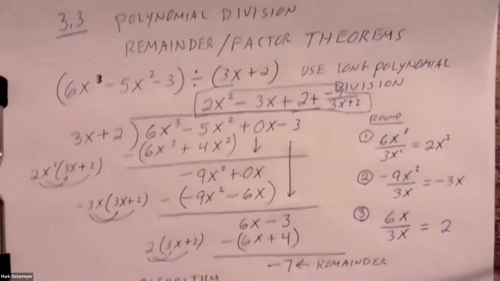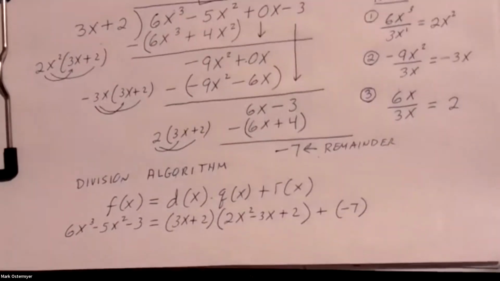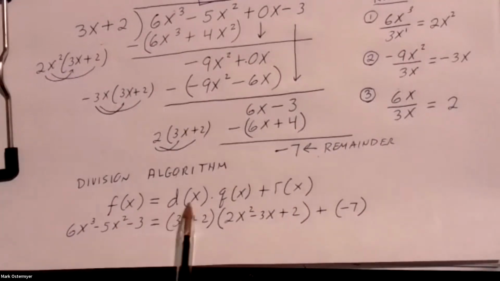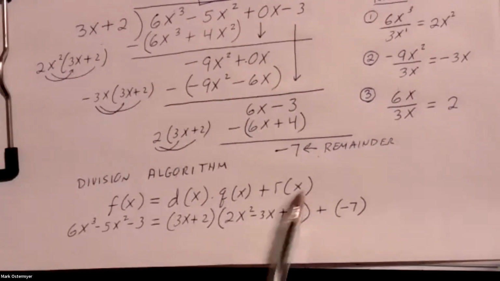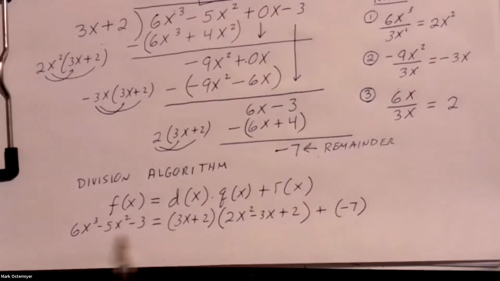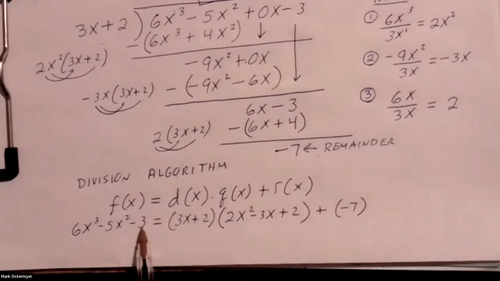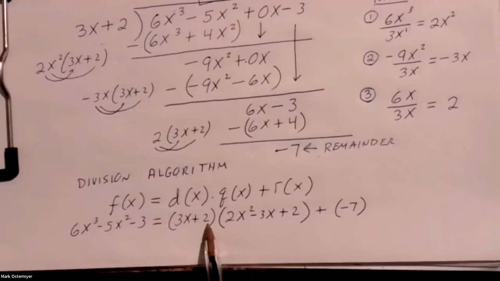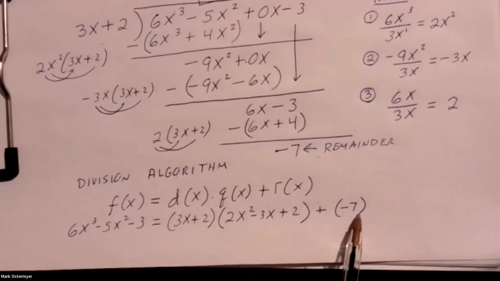So this would be a way, sorry about that. This is called the division algorithm, where a polynomial function can be rewritten as the product of a divisor polynomial and a quotient polynomial plus a remainder polynomial. Based on what I've accomplished above, my polynomial here, 6x cubed minus 5x squared minus 3, can be rewritten as the divisor times the quotient plus the remainder.